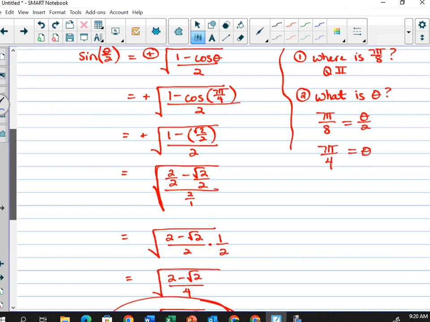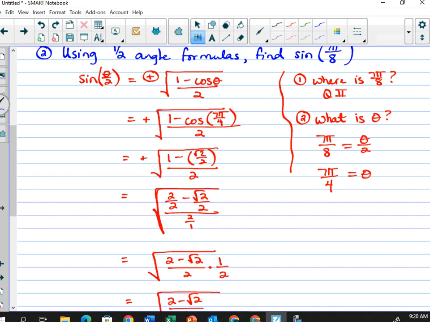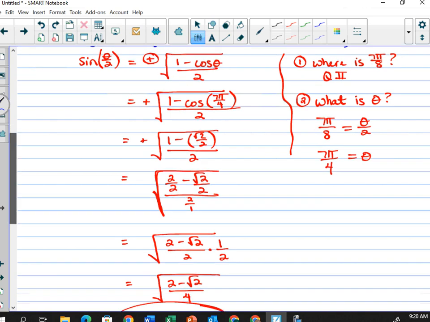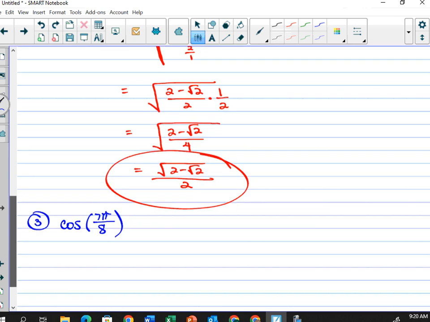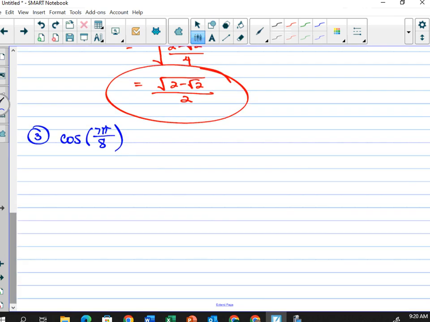Did you not write it all down? Okay, come on, write the formula down. It's the same but with cosine, right? So plus cosine, same directions as last time. So the 7 pi over 8 is your theta over 2. Yeah.